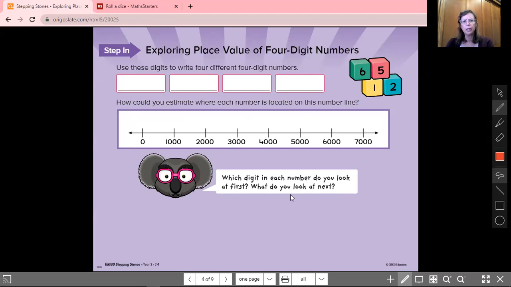So when we're looking at putting those numbers on, the first number we have to look at is the thousands number. We go along here until we get to the group of thousands that we want. Then the next number we look at is the hundreds, then the tens, and then the ones.